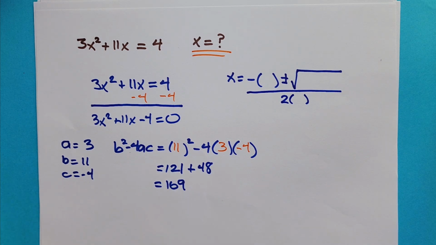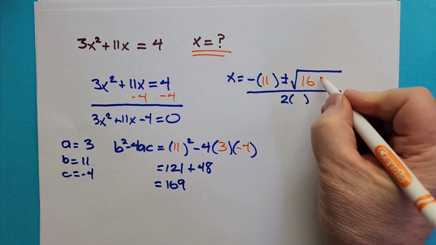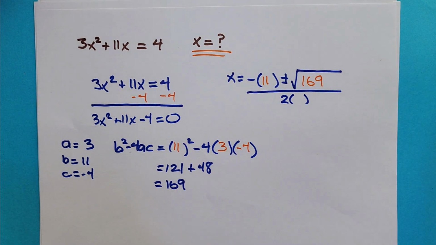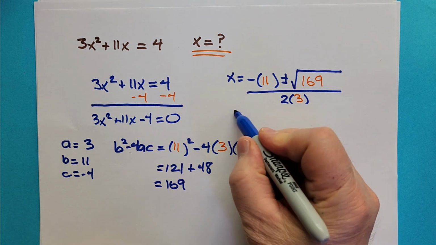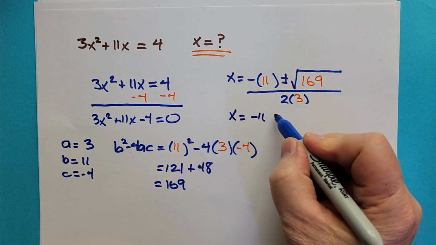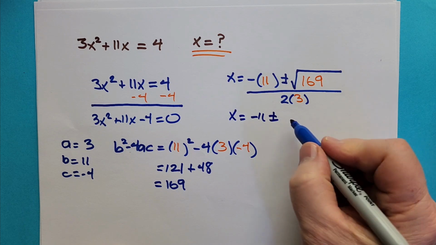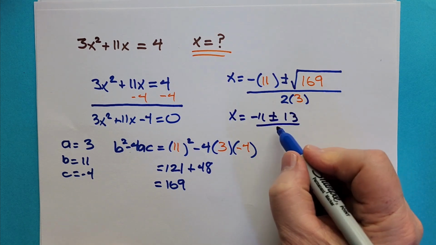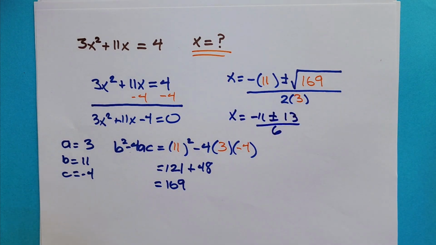So now I have the formula essentially laid out. A negative of b means a negative of the 11. And the discriminant we worked hard to get already. It's 169. And then a is 3. And now we just do what we can to simplify this. So here we have x is equal to a negative 11 plus or minus the square root of 169 is 13 all over 6. So that represents the two roots to our equation.